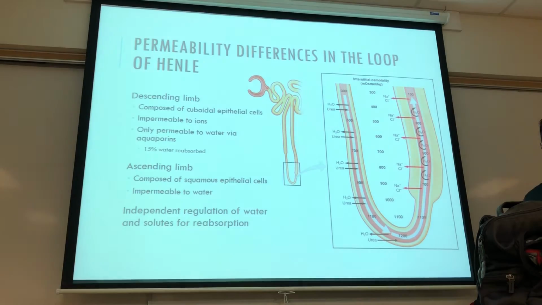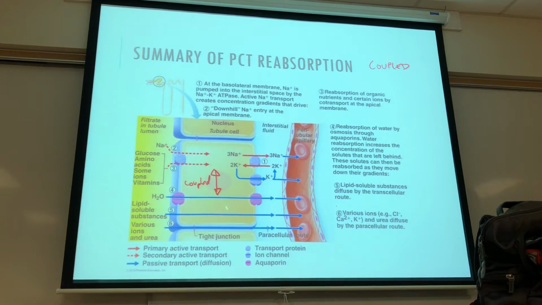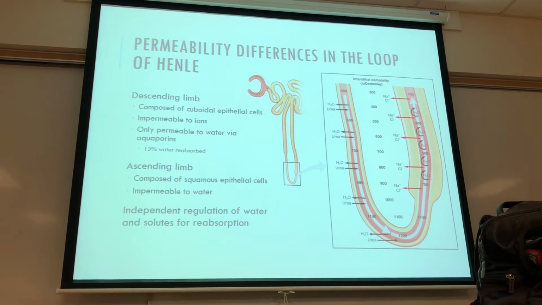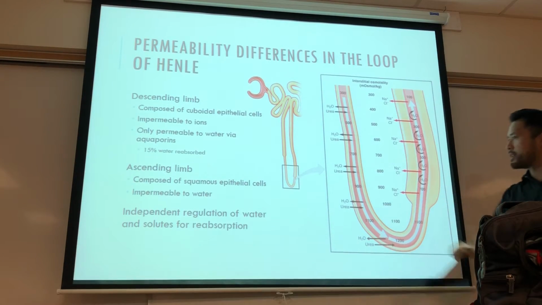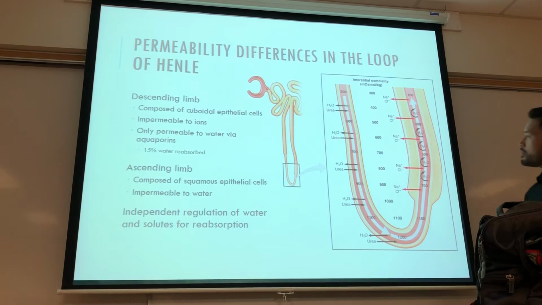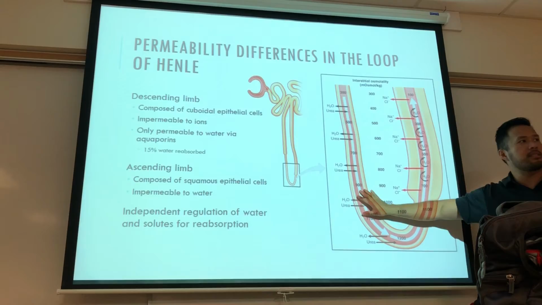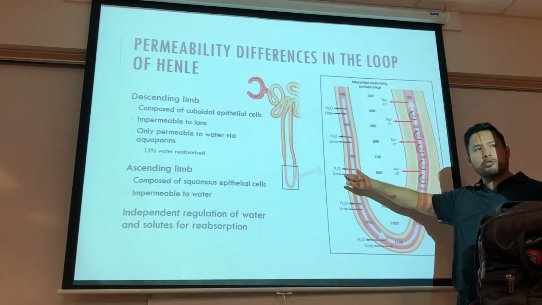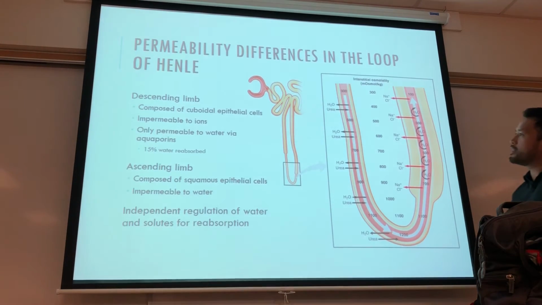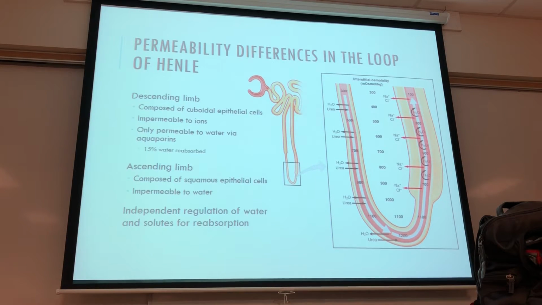But what's characteristic about the loop of Henle is an uncoupling of water movement with sodium and chloride. And that's the main idea of what's happening in the loop of Henle. You saw coupling through here, so that main mechanism that I talked about, water moving along with transport of stuff. Here in the loop of Henle, the descending limb, which has cuboidal epithelial cells, is impermeable to ions. It doesn't have any of the channels, it doesn't have any of the co-transporters that we saw prior. So the only thing that can move down the descending limb is water. And that water is due to the aquaporins that are present in the descending limb.